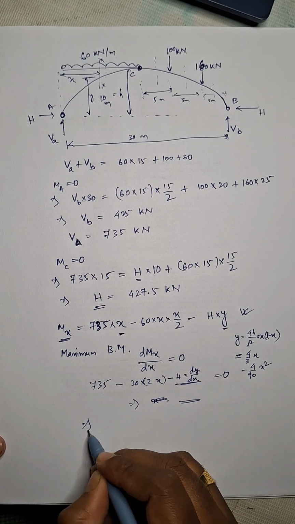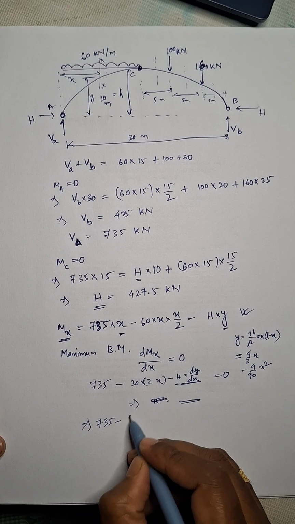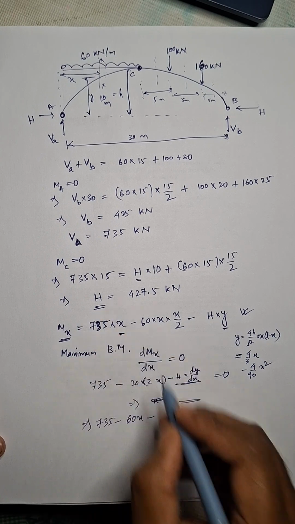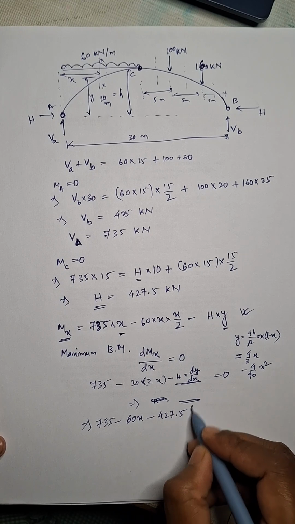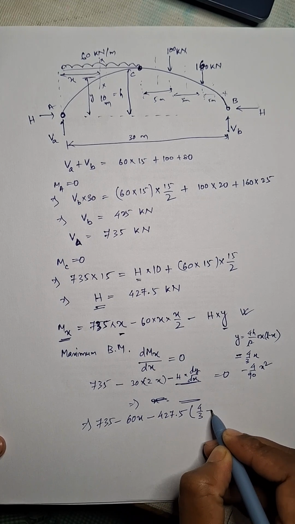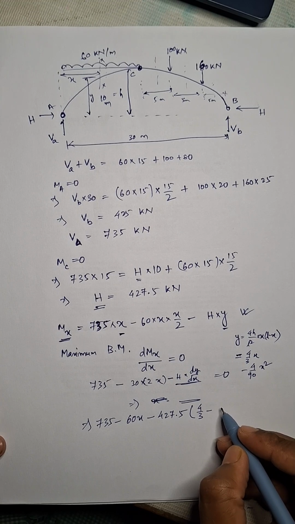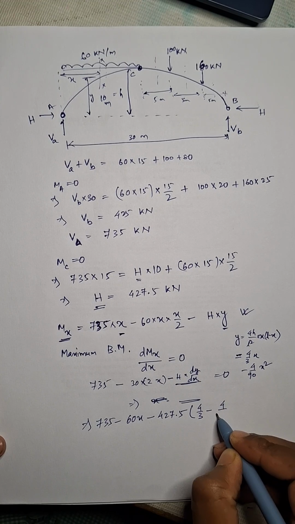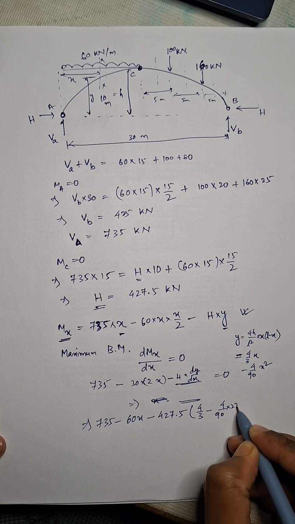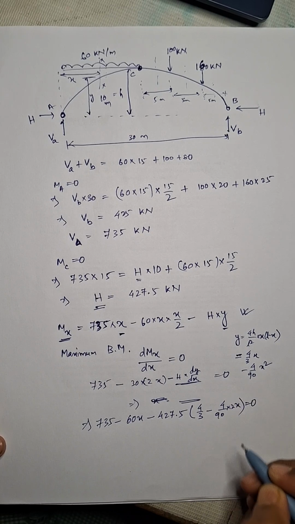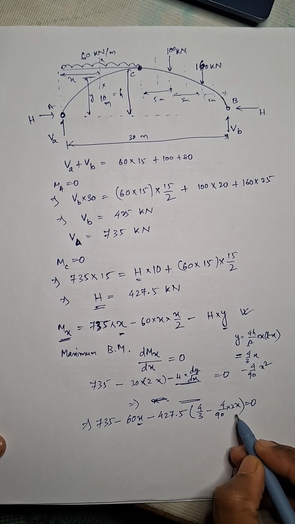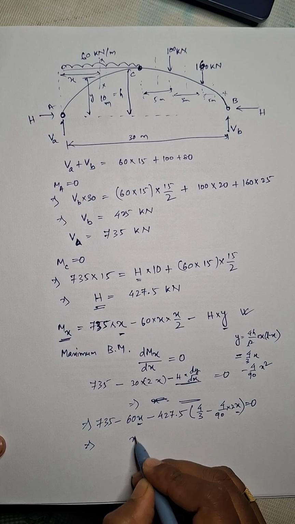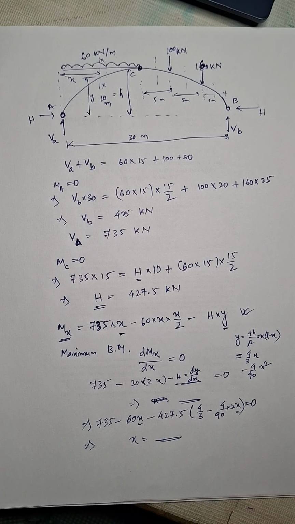Okay, so I will get 735 minus 60x, h value is known to us, 427.5, differentiation of this, so 4 by 3 minus 4 by 90 into 2x, so 4 by 90 into 2x is equal to 0. Okay, so from this equation the only unknown is x. So from here we can find the value of x. The calculation part you can do on your own.